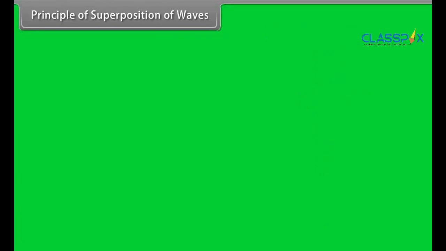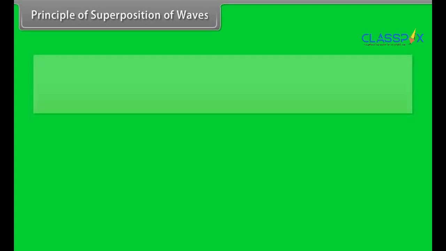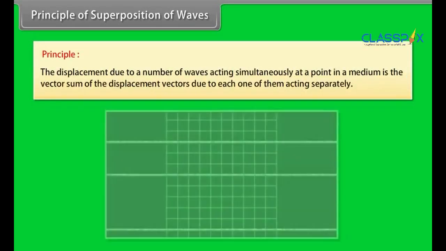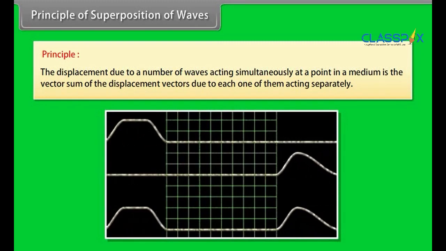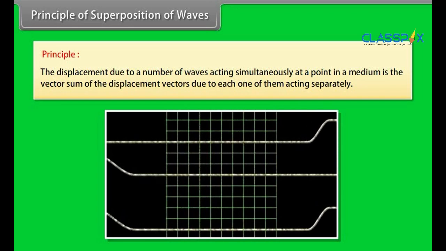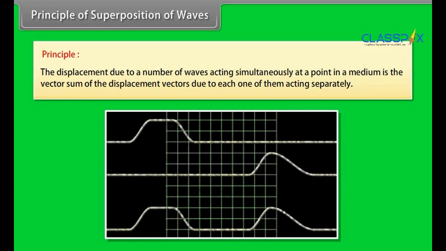Principle of superposition of waves. The principle of superposition of waves states that the displacement due to a number of waves acting simultaneously at a point in a medium is the vector sum of the displacement vectors due to each one of them acting separately.